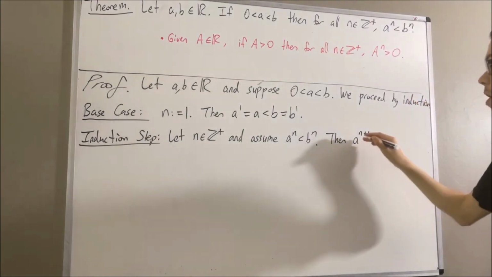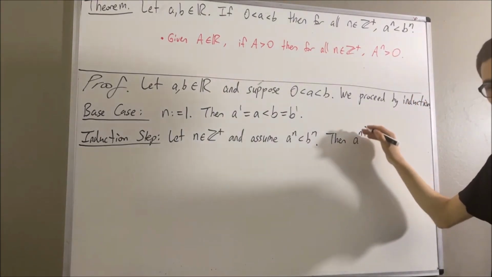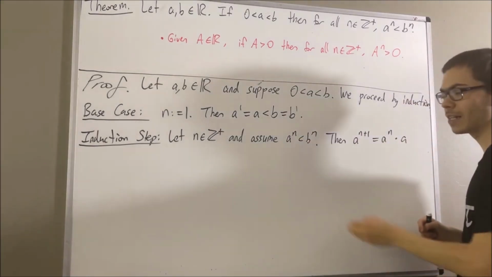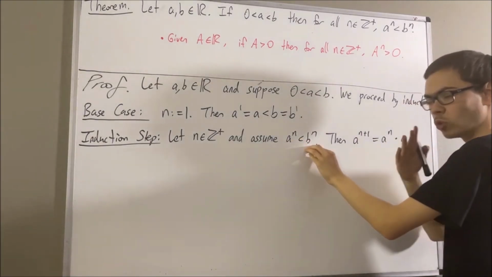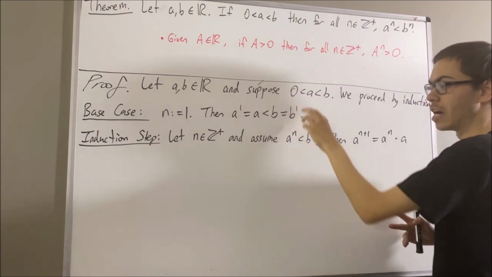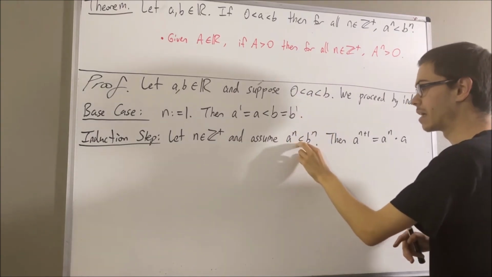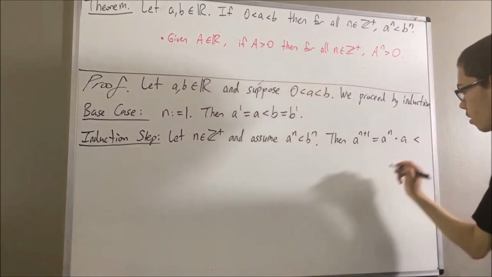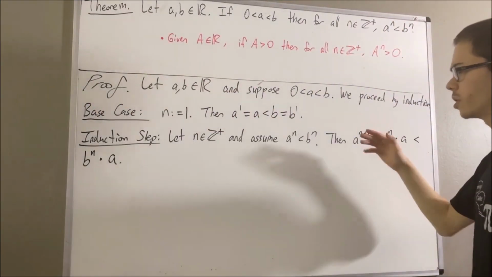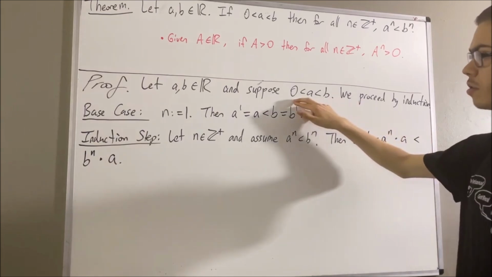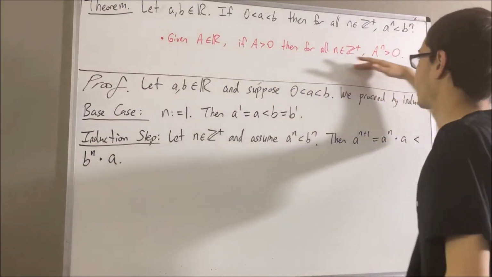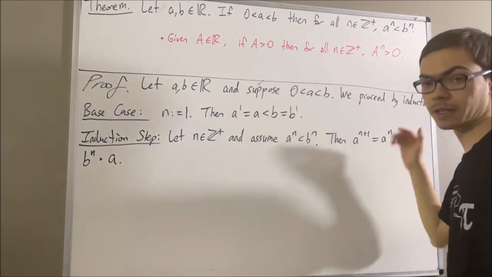Now, we know that a to the power of n plus 1 is equal to a to the power of n times a. And if we take this inequality and multiply the positive number a on both sides, we get that a to the power of n times a is less than b to the power of n times a. And also, since b is greater than 0, then by this fact, it follows that b to the power of n is greater than 0.